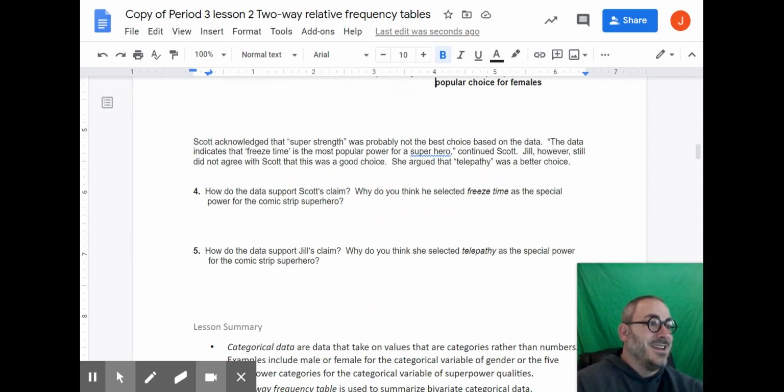All right, Scott acknowledged that super strength was probably not the best choice based on the data. The data indicates that freeze time is the most popular power for our superhero, continued Scott. Jill, however, still did not agree with Scott that this was a good choice. She argued that telepathy was a better choice. How do the data support Scott's claim? Why do you think he selected freeze time as the special power for the comic strip hero? And how does the data support Jill's claim? Why do you think she chose telepathy as the special power for the comic strip hero?